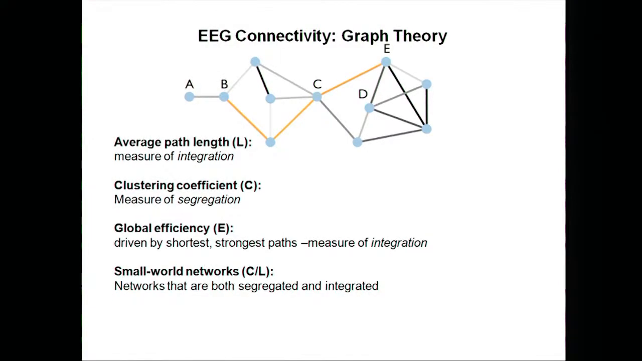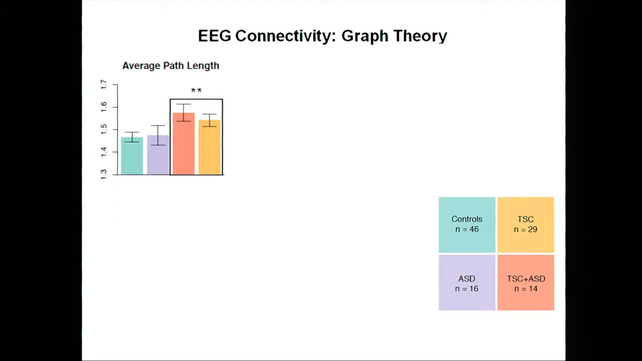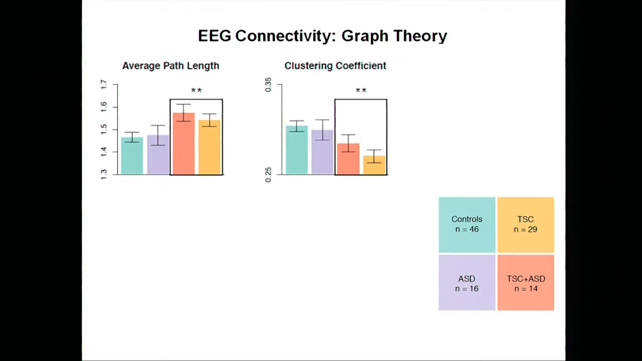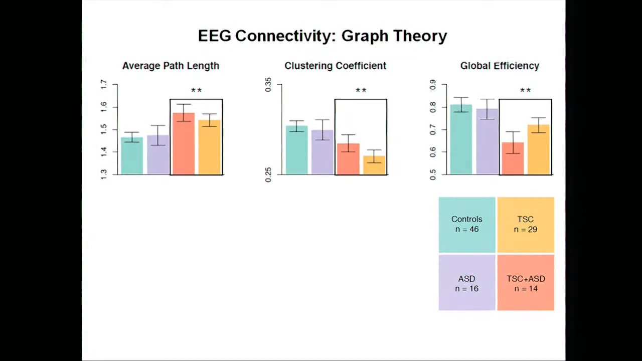Lastly, small world networks are networks that are both locally very segregated but also integrated. And people know this best by the six degrees of separation, where everyone is connected with Kevin Bacon or something like that. Average path length, clustering coefficient, and global efficiency were again decreased in the tuberous sclerosis population, regardless of their autism. The presence of autism, yes or no.